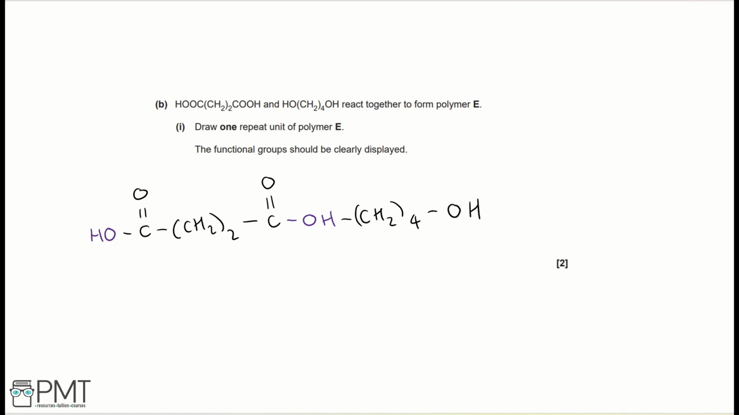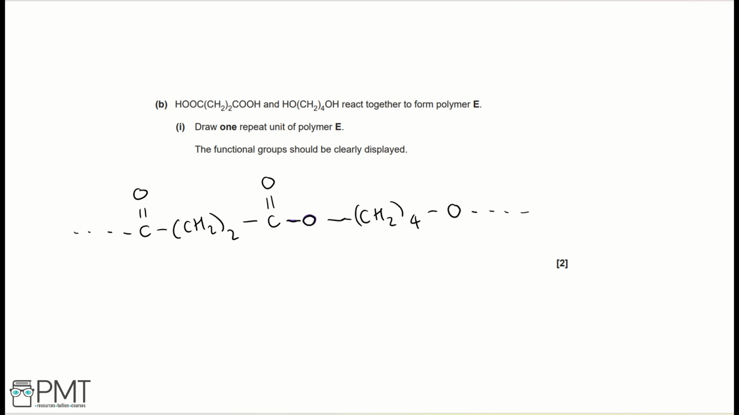So what's actually formed is we have a carboxylic acid and an alcohol, and this forms an ester. So we get rid of this hydrogen, and this OH group at the end. So we have this ester bond in the middle, and it's all connected, and we've got a repeating chain, which is shown by these dotted lines.